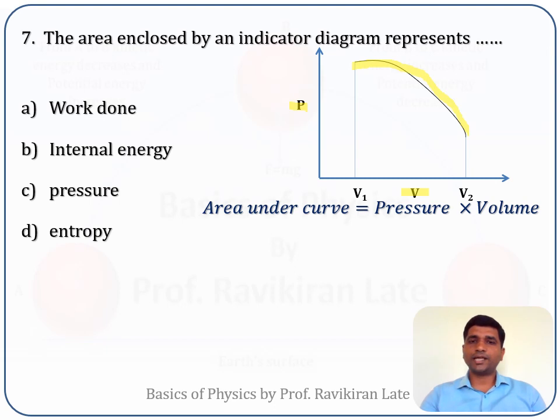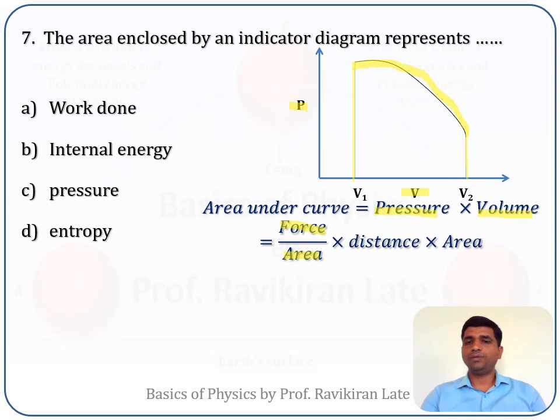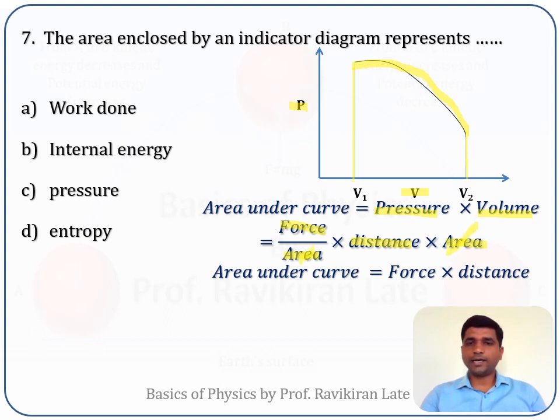If I want to calculate the area under this curve, where the system is increasing its volume from V1 to V2, then the area under the curve is nothing but the product of the Cartesian coordinates on the x-axis and the y-axis, which is volume on the x-axis and pressure on the y-axis. So it will be the product of pressure and volume. If I further simplify this, I can rewrite pressure as force upon area, just going in a dimension analysis way, and volume as distance into area. If I cancel this area with this area, the area under the curve is nothing but the force into the distance.